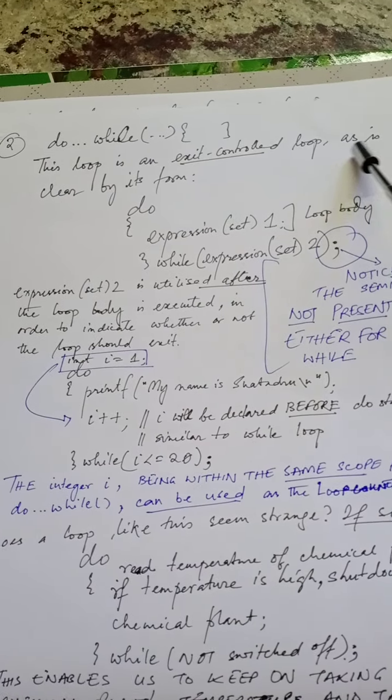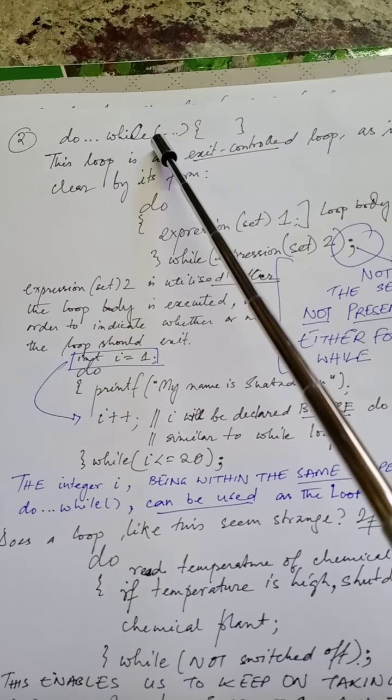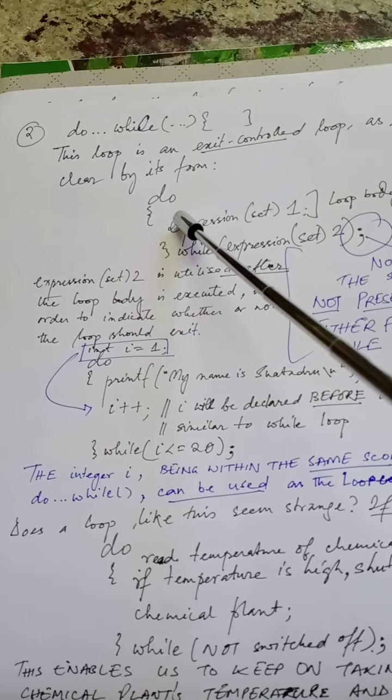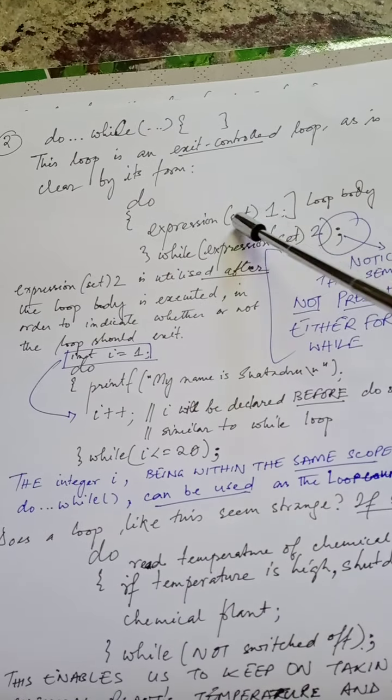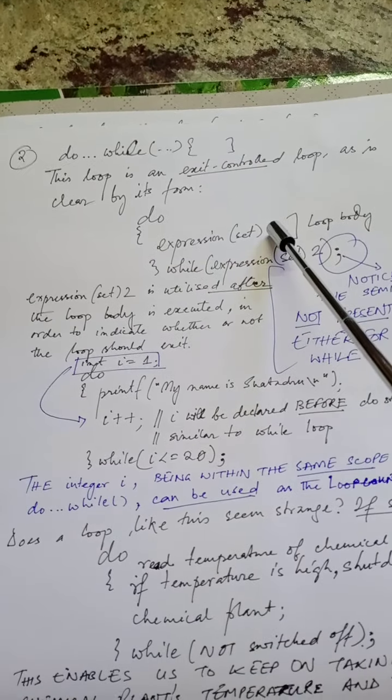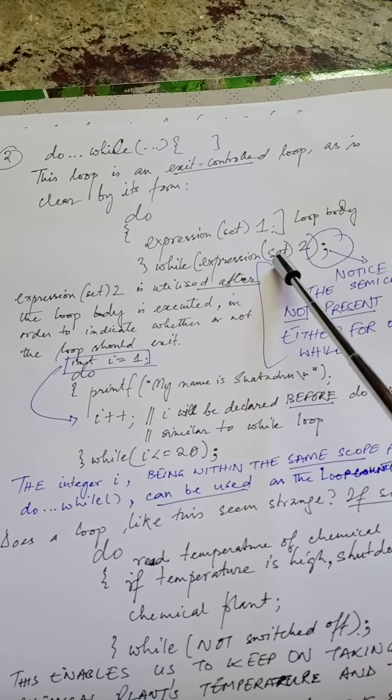Okay, it's an exit controlled loop, as is clear from the form. So you see, first you do this expression, then you check while this expression is true. You do this. So basically it means do this while this is true.